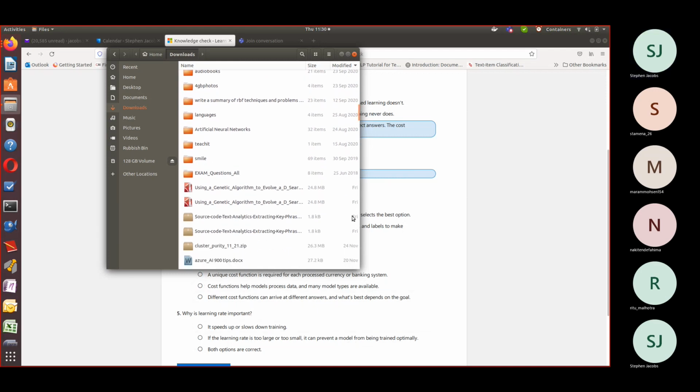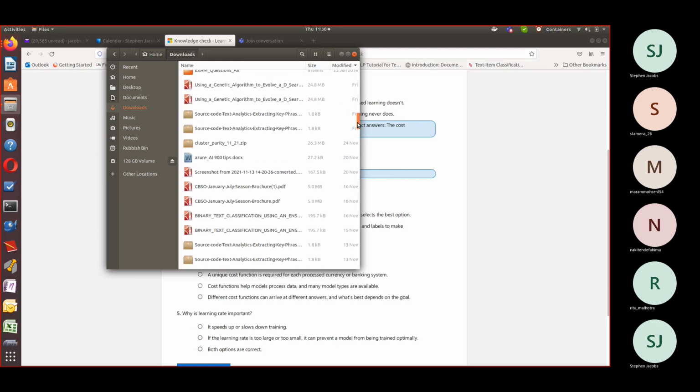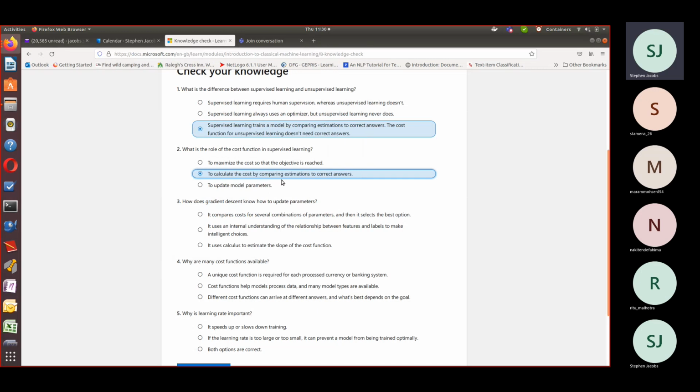So should it be in the unsupervised learning? I see what you're saying. So the second question here, the role of the cost function. Well, I think it's to calculate the cost, isn't it? By comparing the estimates to the correct answers, because that's working out the cost. So that will be the cost function.